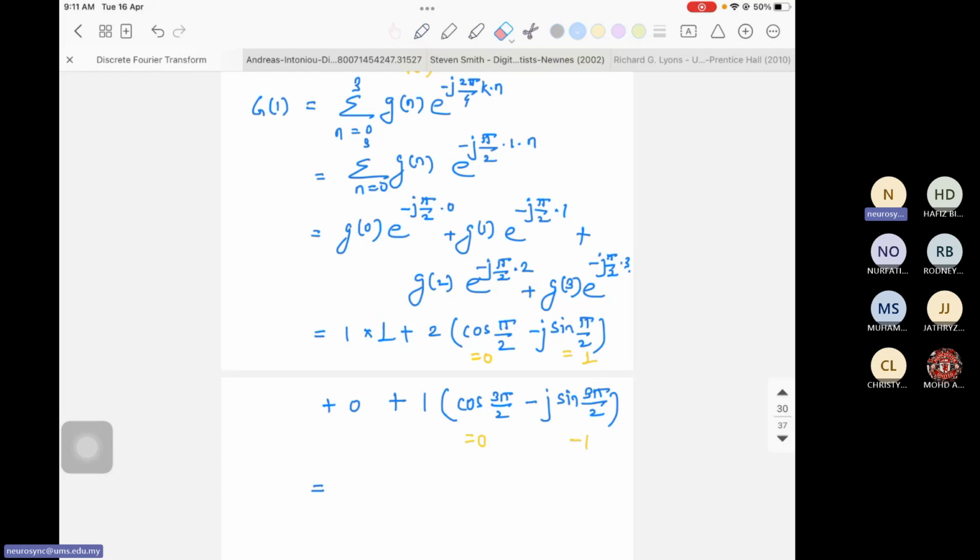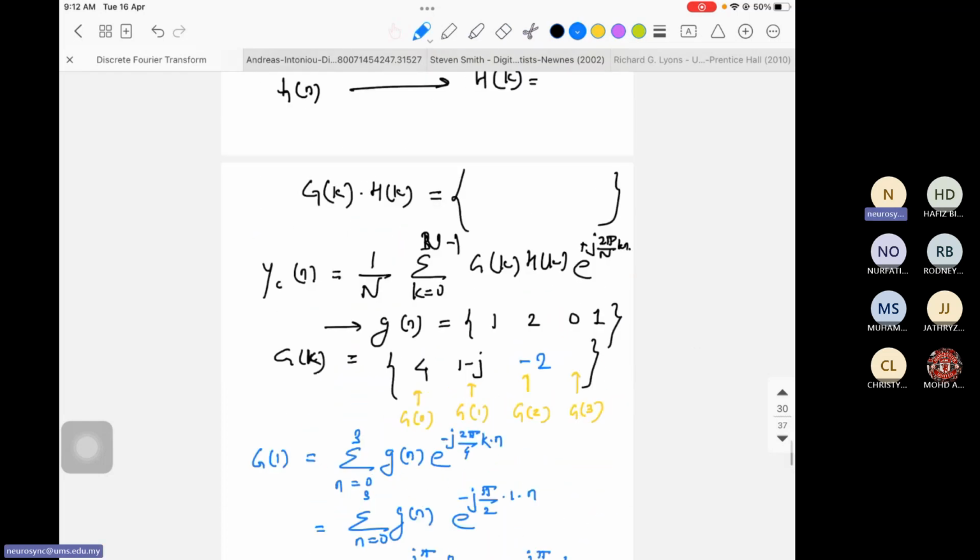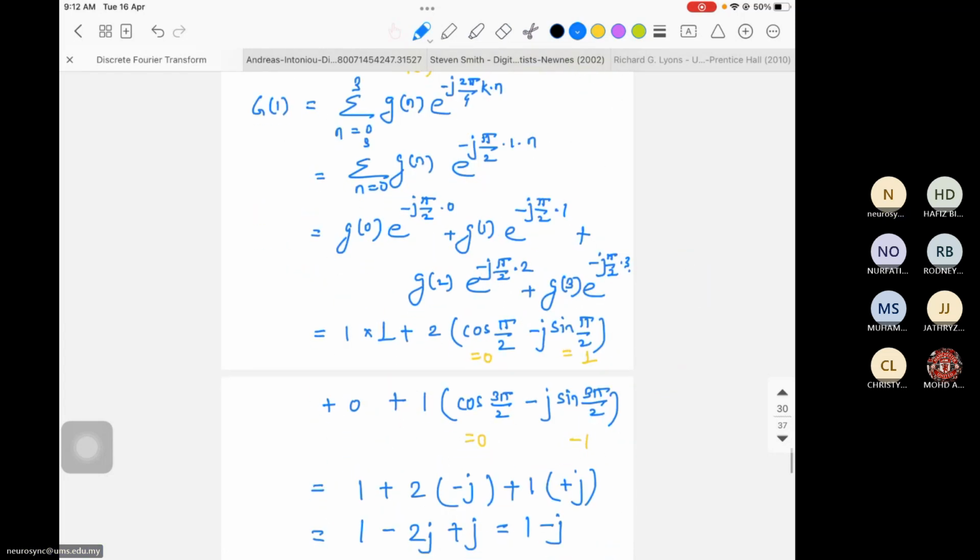J is multiplied, no? This is 1 plus 2 into minus j times 1, that is minus j, plus 0, I will skip 1 into minus, minus j into minus 1 is plus j. Okay. So 1 minus 2j plus j. So what you will get here? 1 minus j. So 1 minus j should be the answer for this.